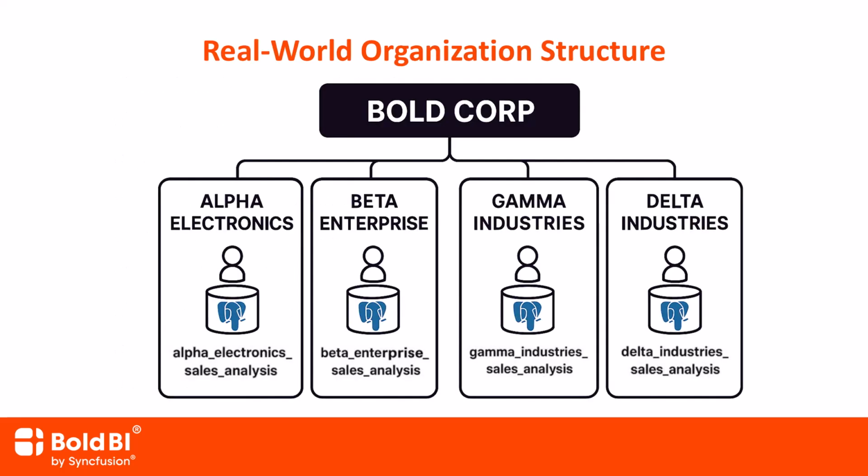Let me give you a real-world organizational architecture that I'm going to use in the demo. The Bold Corp organization has 4 clients: Alpha Electronics, Beta Enterprise, Gamma Industries, and Delta Industries. Each client has multiple users at different levels of responsibility. Their sales data is stored in PostgreSQL databases named Alpha Electronics Sales Analysis, Beta Enterprises Sales Analysis, Gamma Industries Sales Analysis, and Delta Industries Sales Analysis, respectively. Bold BI converts their sales data into visual metrics for better analysis.